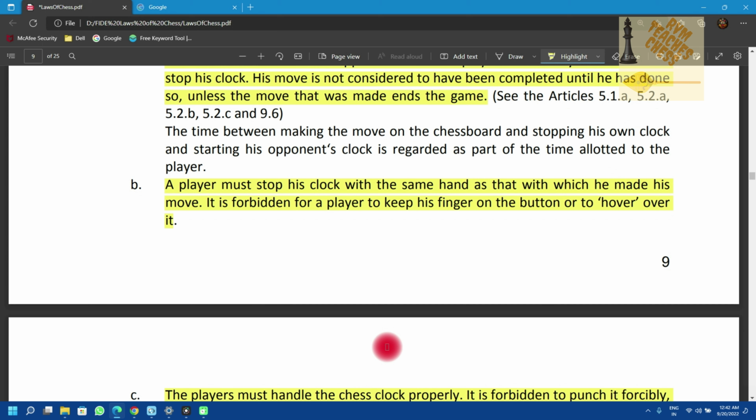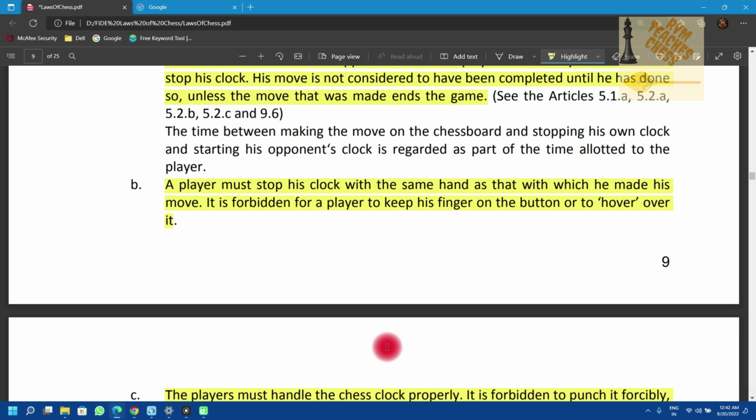Okay, a player must stop his clock with the same hand as that with which he made his move. It is forbidden for a player to keep his finger on the button or to hover over it, which means that if you're a right-hander and you move your piece with the right hand, then with the same hand you should press the clock. You cannot use your left hand.